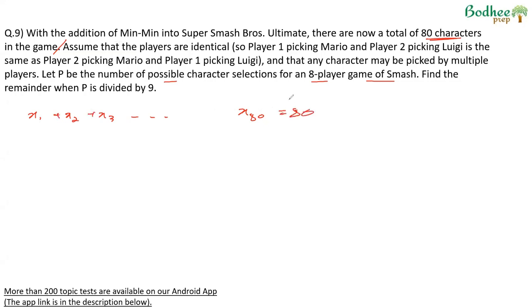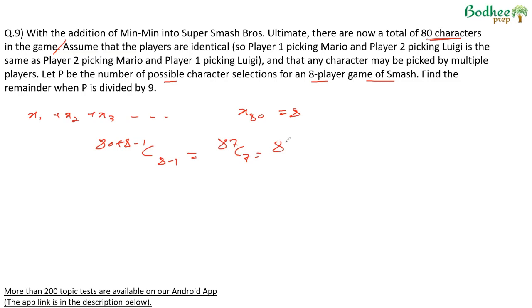Any solution of this equation, and this is a concept from permutation combination, will give us a selection of characters because the players are identical. Therefore, which player chooses which character and when does not matter. The only thing that matters is how many players have chosen a given character. So in this case, the sum of selections should be 8. Therefore, we can say 80 plus 8 minus 1, C 8 minus 1, which is 87 C7.